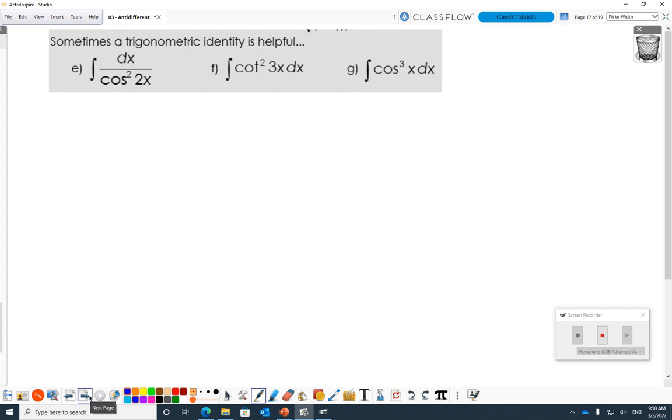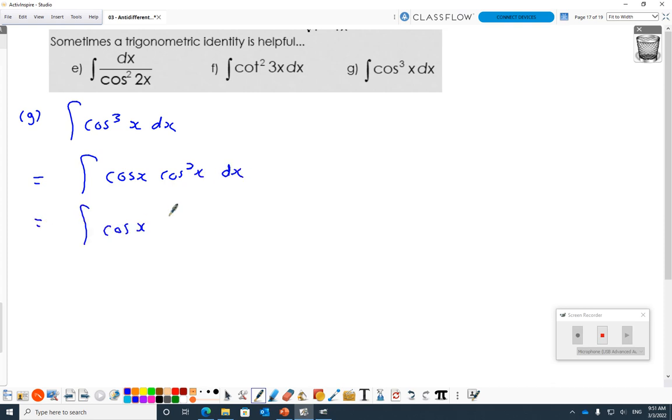Integral of cos cubed x dx. I'm just going to do this one and see what you think. Cos cubed is not on the list. In fact, there's no cubes whatsoever up there. Cubes got to go. We can make it cos times cos squared, which is not helpful, but this is: I turned that cos squared to 1 minus sine squared.